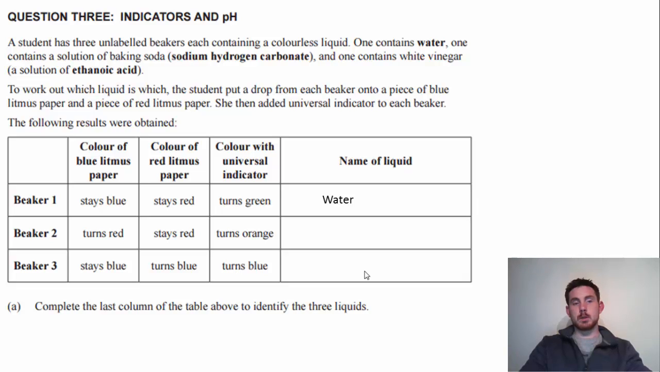Beaker 2 turns blue litmus paper red, so that tells me that I'm dealing with an acid. There's only one acid there, the ethanoic acid, that's the white vinegar, so beaker 2 must be the ethanoic acid. And beaker 3, by default, then must be the sodium hydrogen carbonate. But the fact that the red litmus paper has turned blue tells me that I must be dealing with a base or alkali, and so I know that that's the sodium hydrogen carbonate.